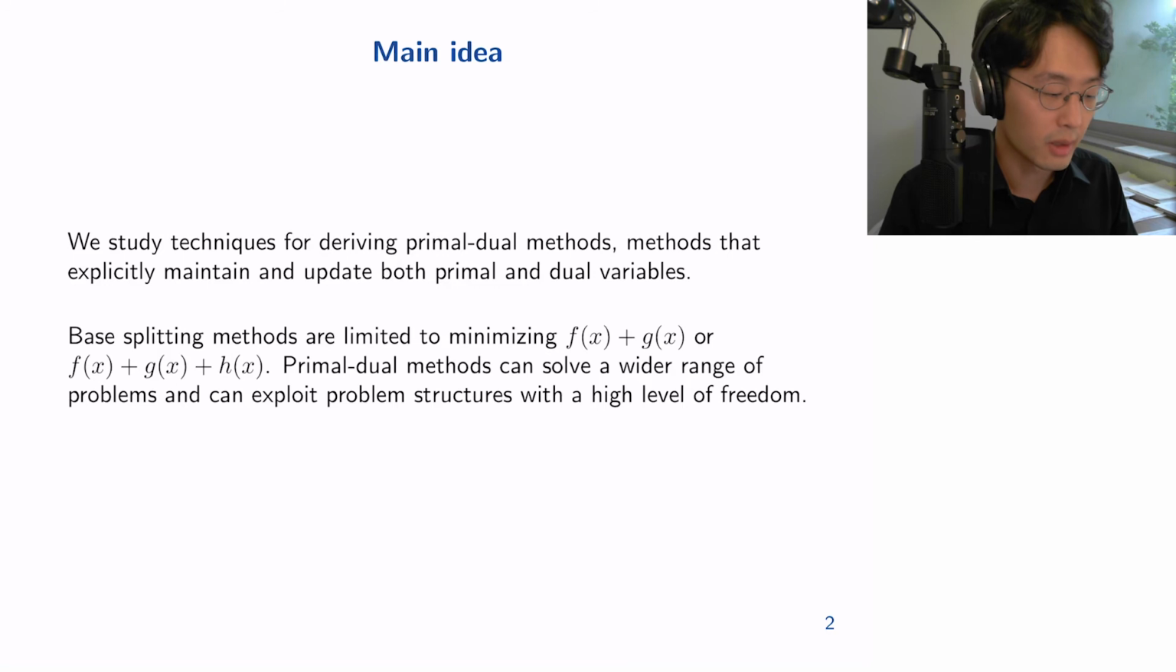The base splitting methods that we have seen in the previous chapter, when they are applied directly, are limited to optimization problems of the form of minimizing f of x plus g of x, or f of x plus g of x plus h of x in the case of DYS. Primal dual methods that we will see in this chapter can solve a much wider range of problems, and they can exploit problem structure with a much higher level of freedom.